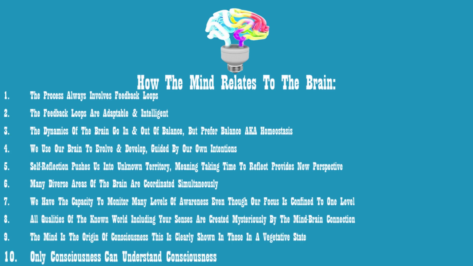And from here we reach the 10th and final way the mind relates to the brain, and this is that only consciousness can understand consciousness. There is no form of mechanical explanation for consciousness, and therefore without consciousness, there's no way to understand consciousness.